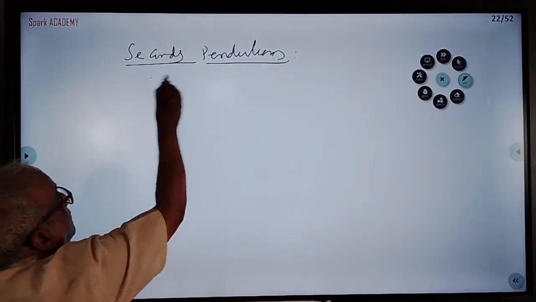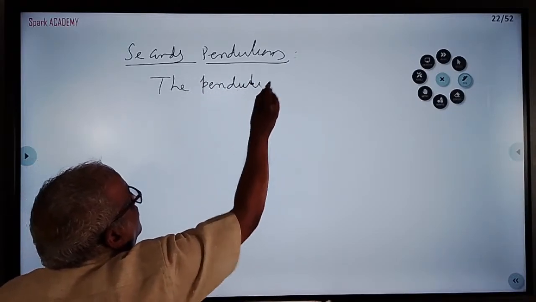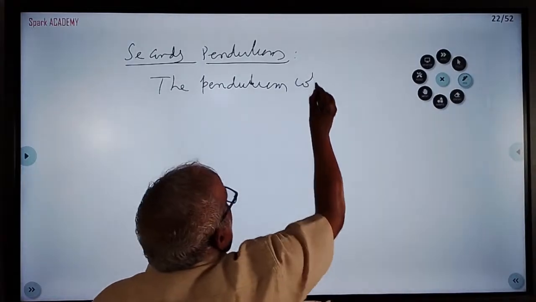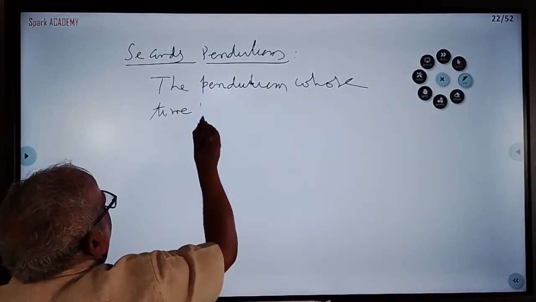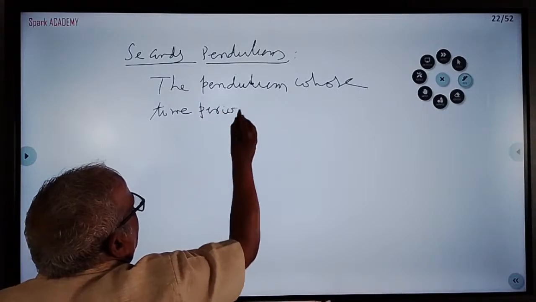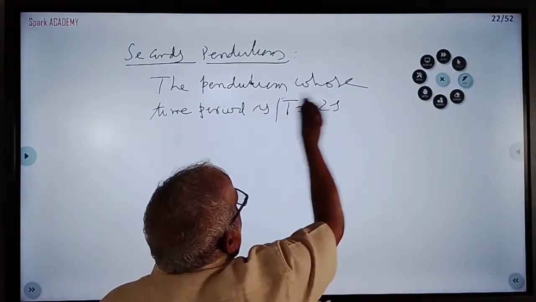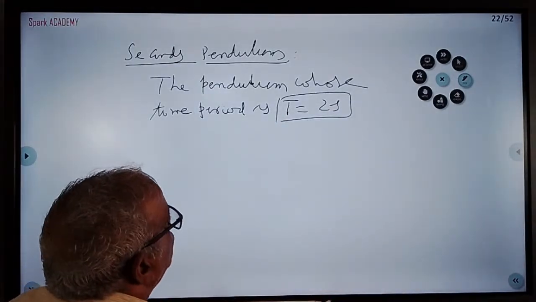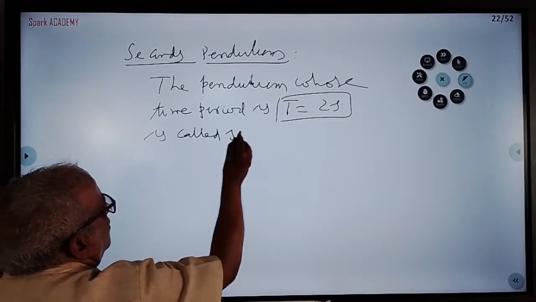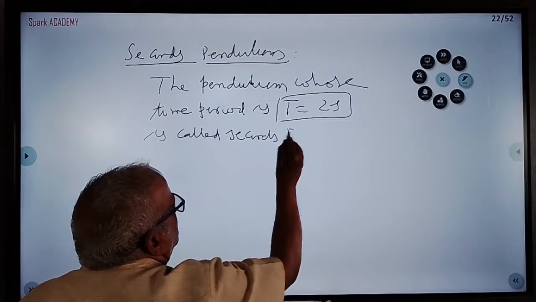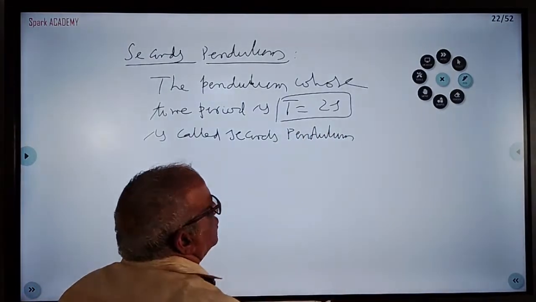The pendulum whose time period is 2 seconds is called second pendulum on the earth.